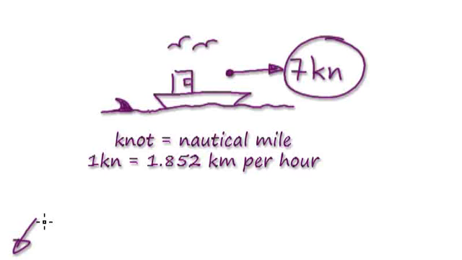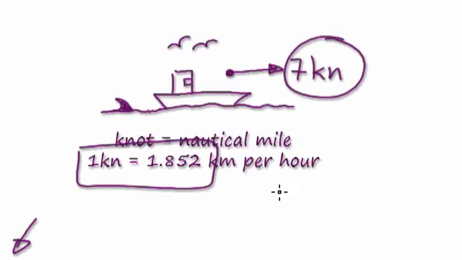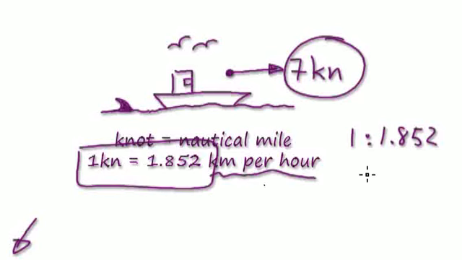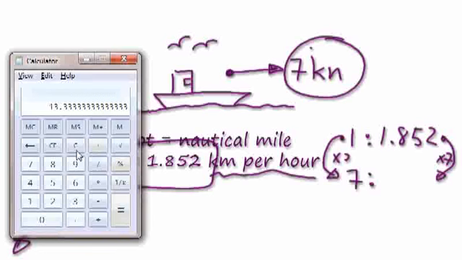So press pause and have a go. Okay, so summarize this bit here. One knot is 1.852 kilometers per hour. Now that you've got 7 knots here, you would times this by 7. So you've got to get that number times by 7. So clear this.